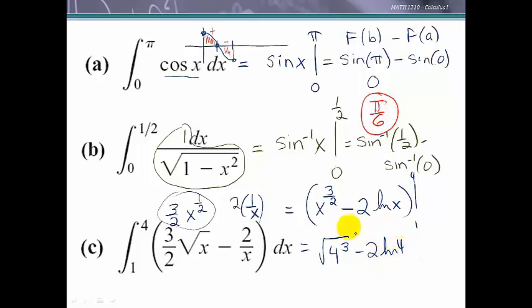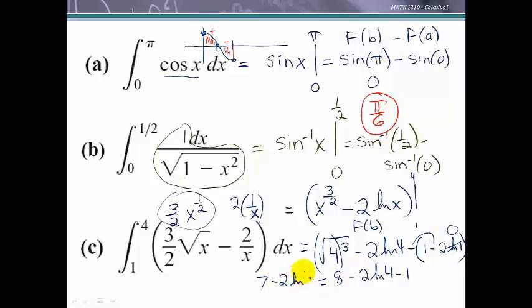So that's the f of b part, and then we need to subtract f of a, so that's going to be subtract 1, and if I did 1 to square root and cubed is still 1, minus 2 times the natural log of 1. Let's see what we can do to simplify this. So we can square root the 4 and get 2 cubed is 8, minus 2 natural log of 4, that won't simplify, minus 1. Now this minus applies here and makes it a plus, but the natural log of 1 is 0, so that's gone. So it looks like our final answer to this will be 7 minus 2 times the natural log of 4.